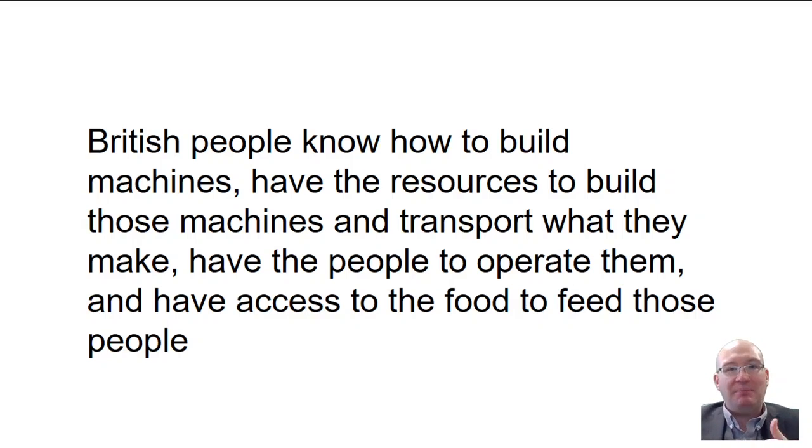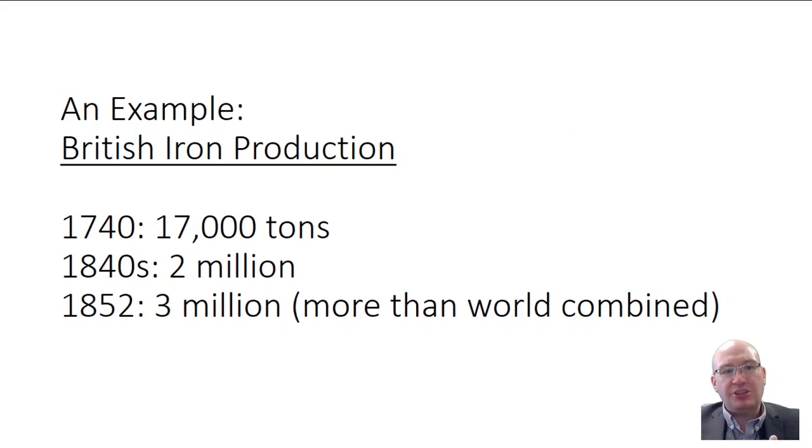And just to give you an example, some statistics and images to help us understand the development of the Industrial Revolution. Here's a chart of British iron production. In 1740, Britain was producing 17,000 tons of iron. 100 years later, they're making 2 million. In 1852, they were making 3 million. That was more than the world combined. That's what the Industrial Revolution allows. Imagine the kind of power that gives you.